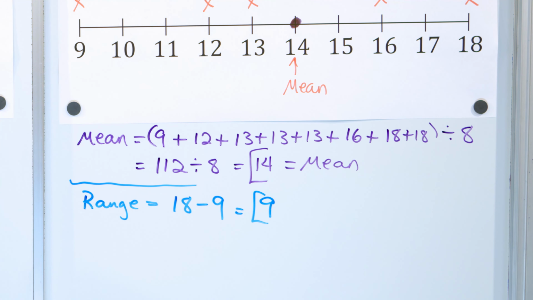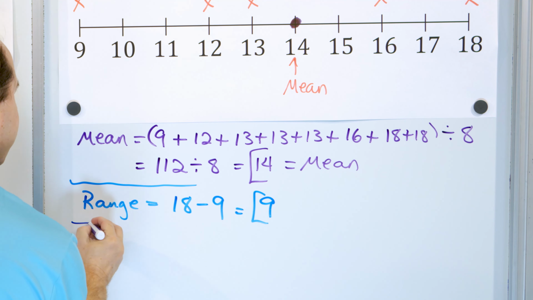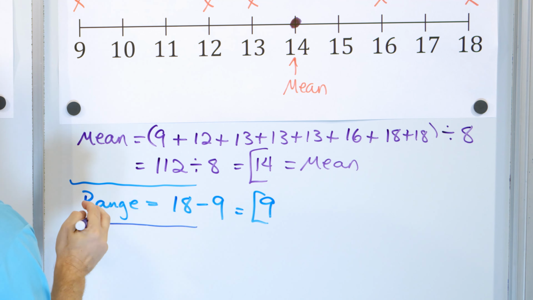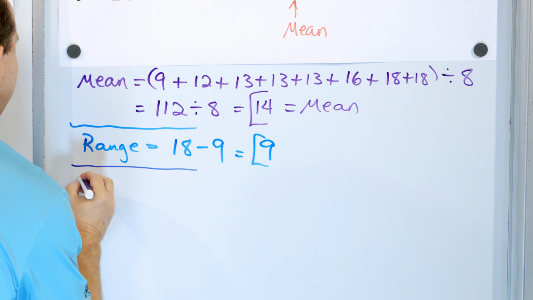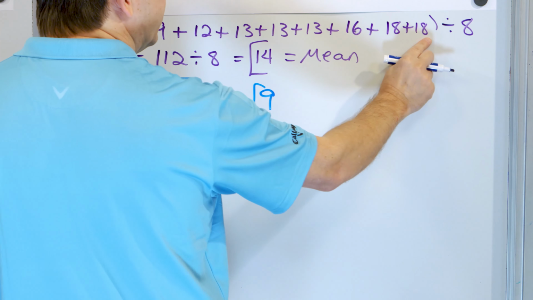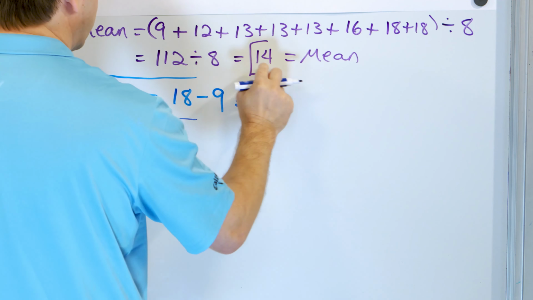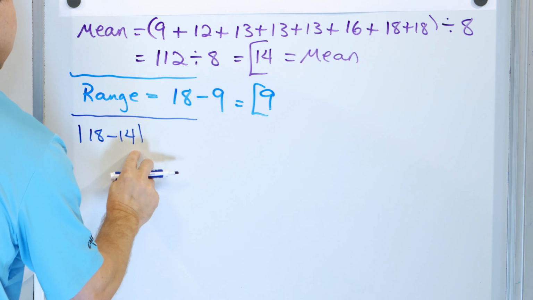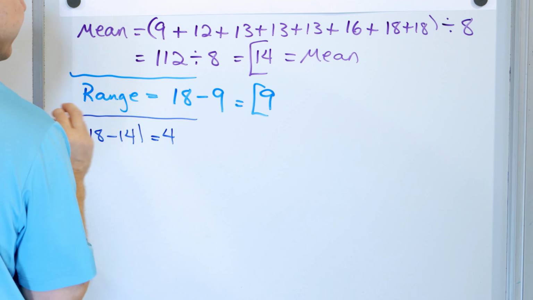That does help you. But again, if you had outliers, if you had a really young dancing prodigy or a really old dancer, it would skew it. So we don't use it all the time. We want to focus mostly on the mean absolute deviation. So let's figure out how far away the biggest value is from the mean. 18 minus 14. That's a difference of 4. And absolute value of 4 is, again, 4.